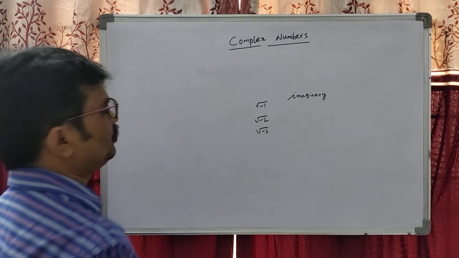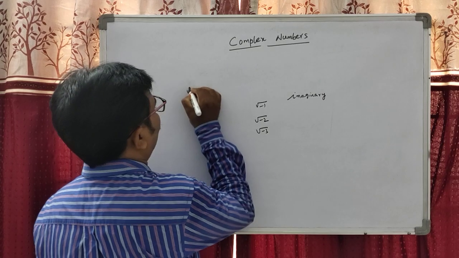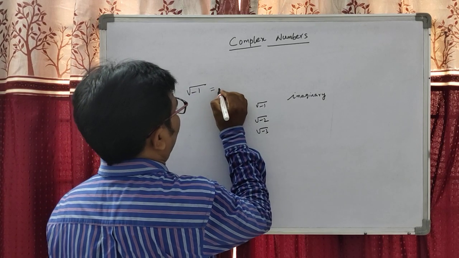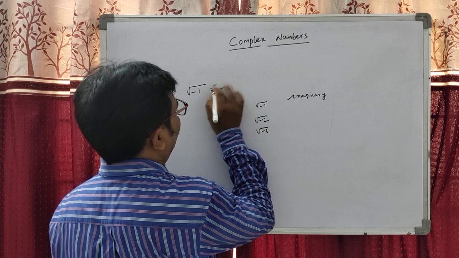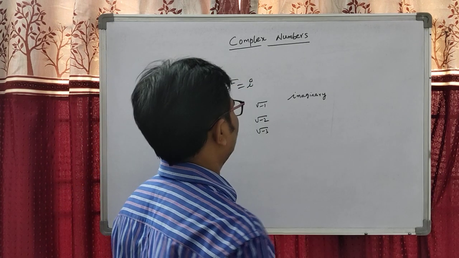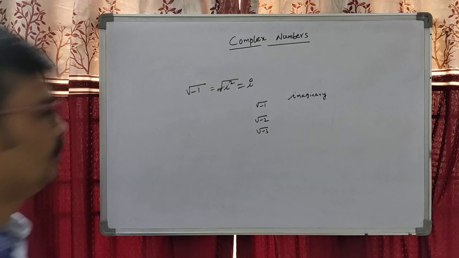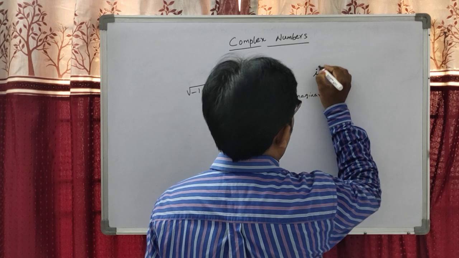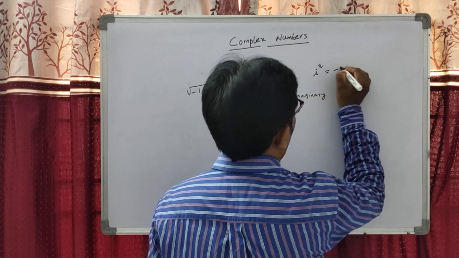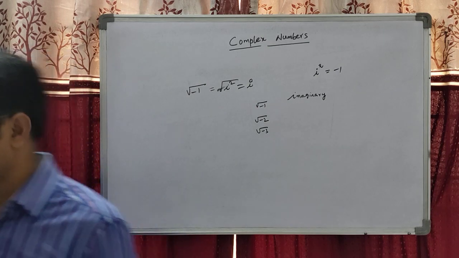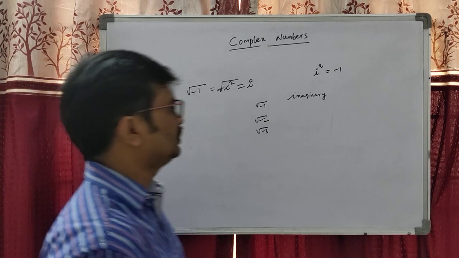Dear students, root of minus 1 we can write as root of i square, that is i. What is i square? The value of i square is equal to minus 1. I is called iota. Therefore, the i square value is minus 1.